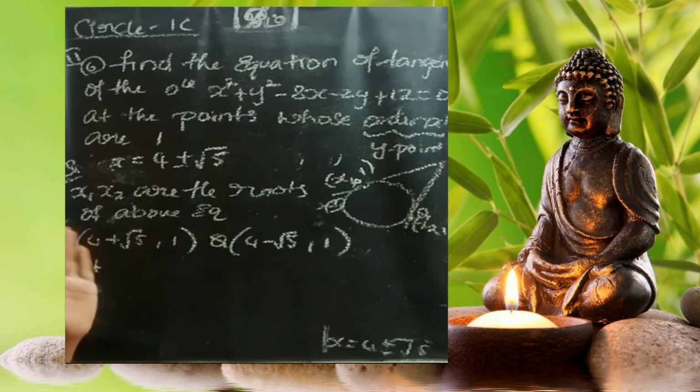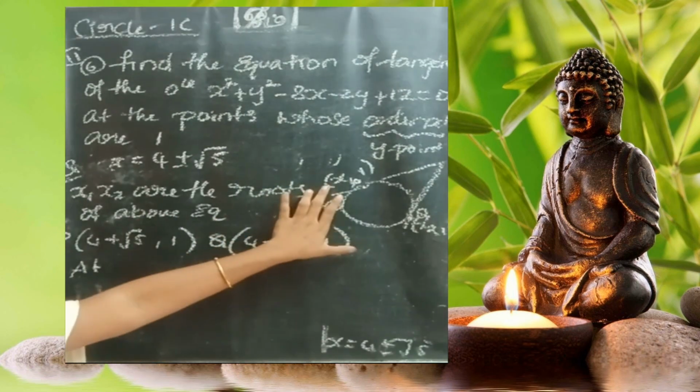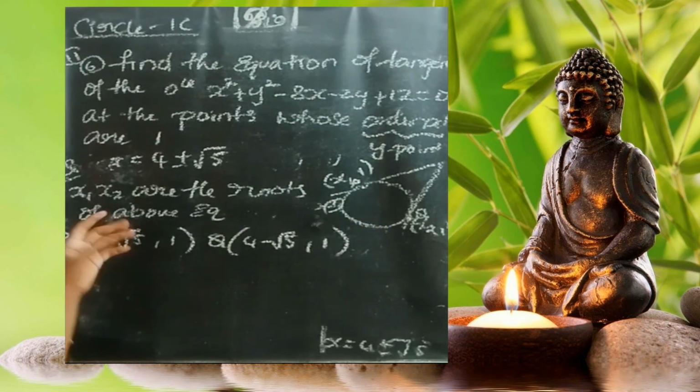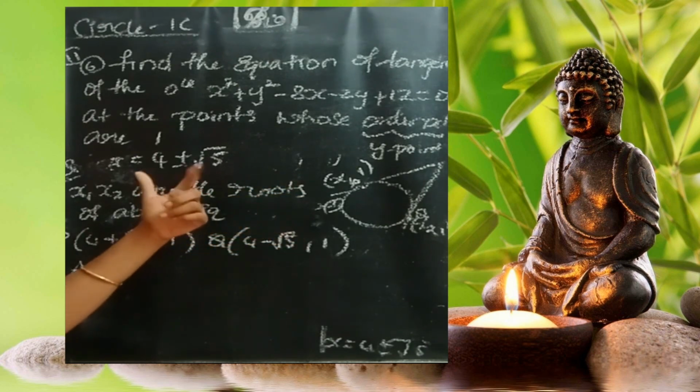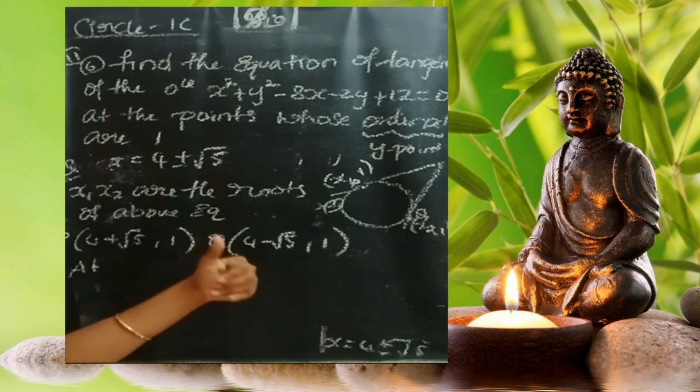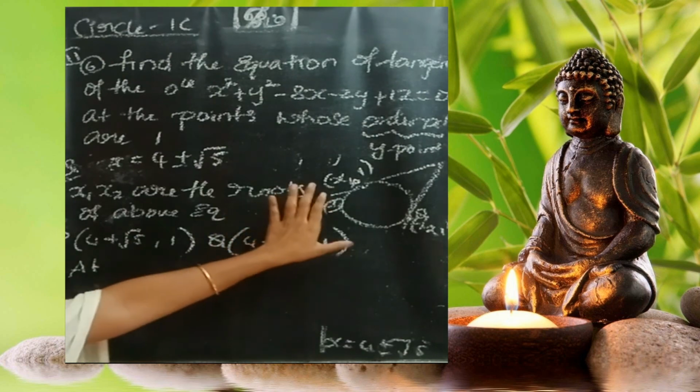We have completed half of the problem. That means we have found the x1 point and x2 point by substituting into the first equation and finding the roots. Then you get x equals 4 plus or minus root 5, that means one x is 4 plus root 5 and the other x is 4 minus root 5. Now the points are complete.